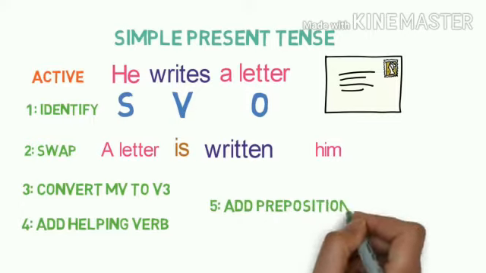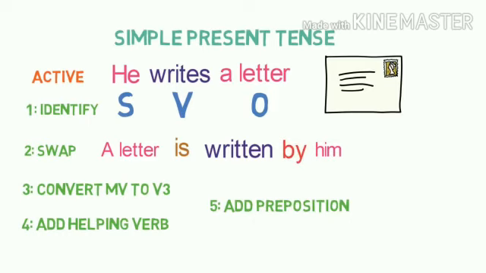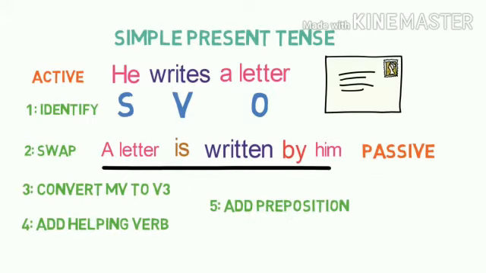In step 5, we need to add by before him. According to it, we have to use by here. Now the whole sentence is completed. A letter is written by him. I hope you are clear with all the steps. Now let's see an example of present continuous tense.